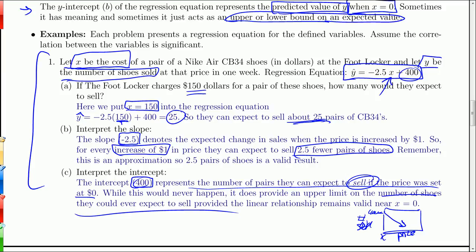The problem is the regression equation probably comes from data well above 0. So you might get the regression equation from here. And the fact is, once X goes below what you've had it, the relationship might be nonlinear. So it might actually fly up there. So this intercept represents sort of an upper bound or a value on Y when X is 0, provided that the linear relationship remains valid near X equals 0.